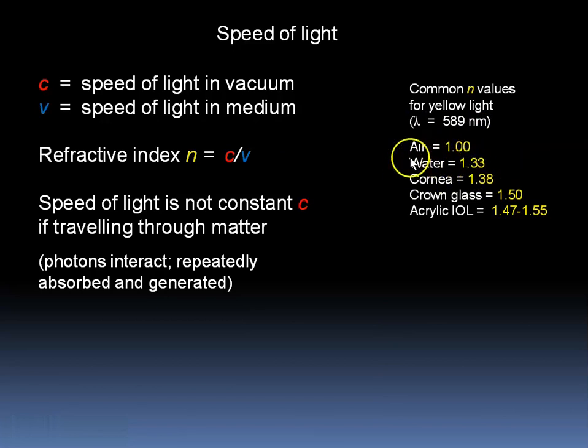However, in water, you can see that the n value is 1.33, which is 4/3, which means that the speed of light in water is 3/4 of what the speed of light would be in a vacuum. The n value goes up in the cornea to 1.38, and glass and most of the intraocular lens implants we use are in the neighborhood of 1.5.